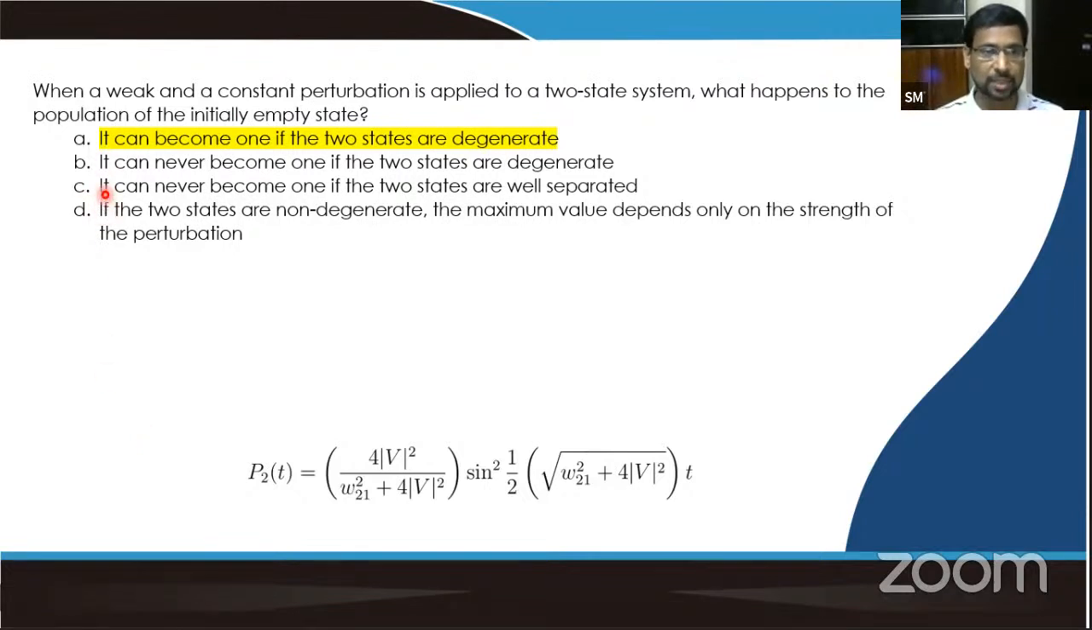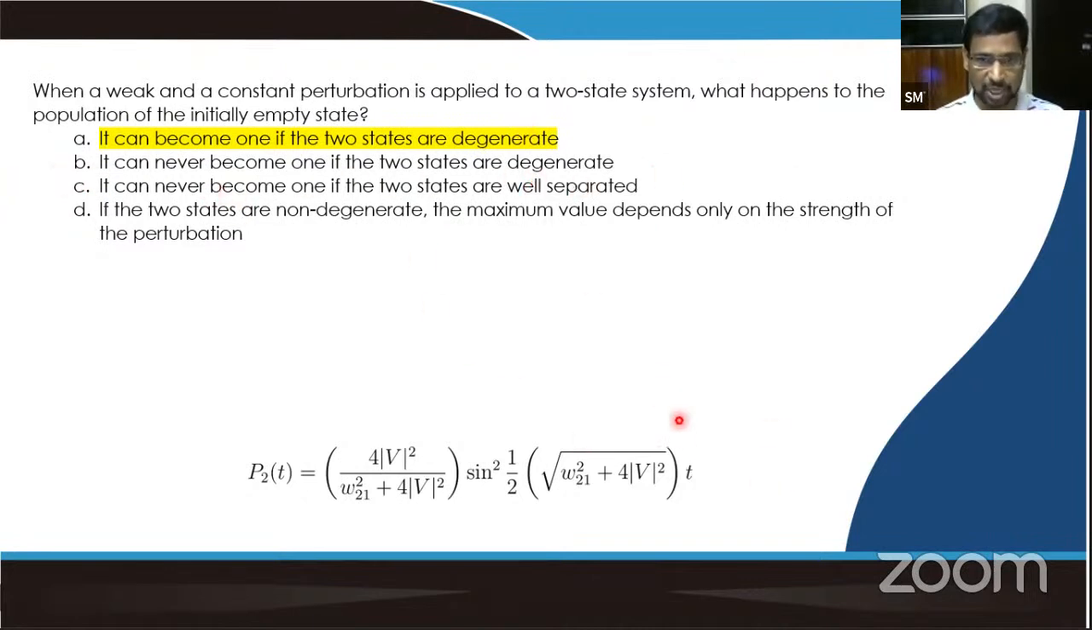Third option tells us that it can never become 1 if the two states are well separated. Well, if the two states are very well separated, that means omega 2 1 is not 0. In that case, it says that it can never become 1. That means there will not be a complete transfer of the population from the initially occupied state to the initially empty state. But that cannot be generalized, although in most of the cases it is going to be the case.